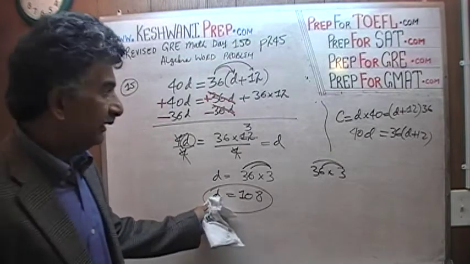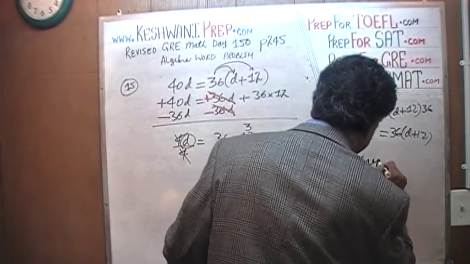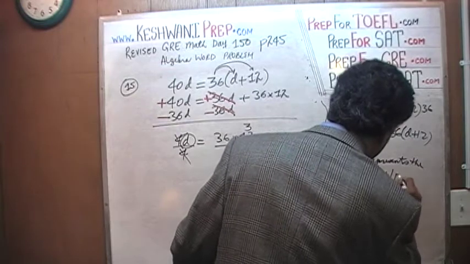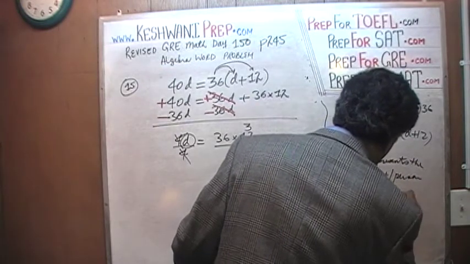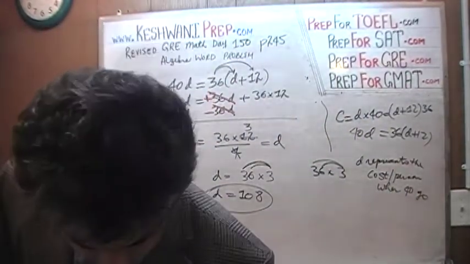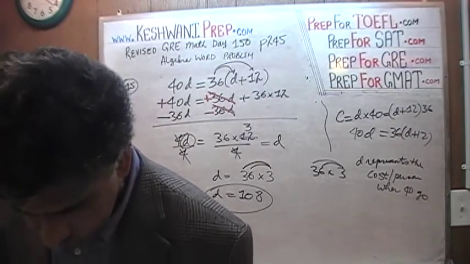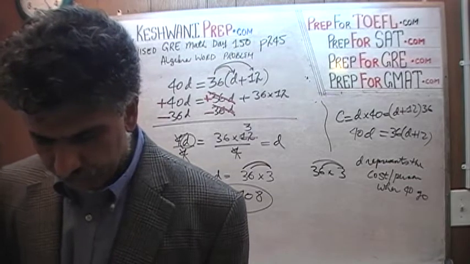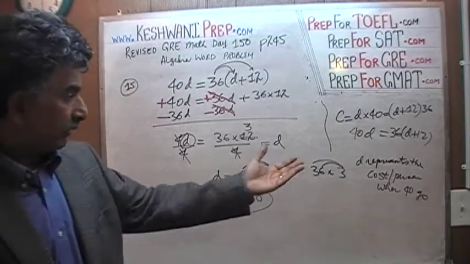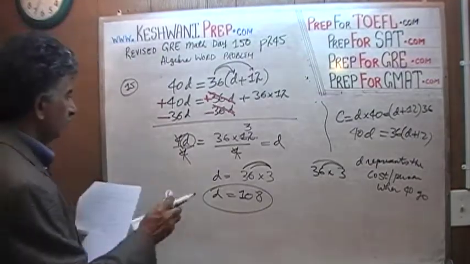What does D represent? D represents the cost per person when 40 go. And they're looking for the total cost, aren't they? Number 15: what is the fixed total cost to charter the aircraft? Well, it's just going to be 108 times however many people are going, 40 of them. 108 times 40. So let's do it out on the top here.